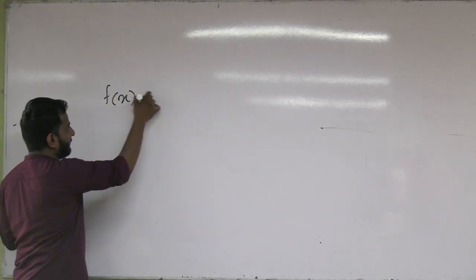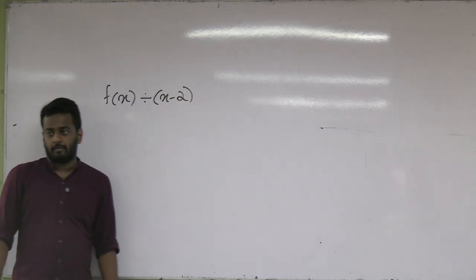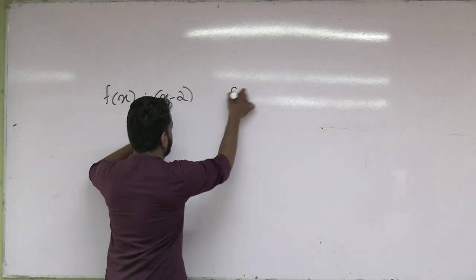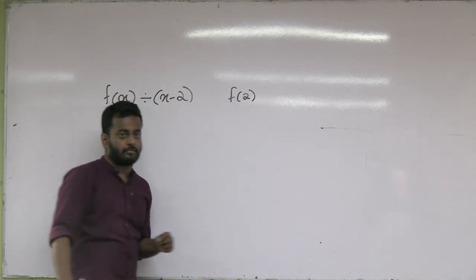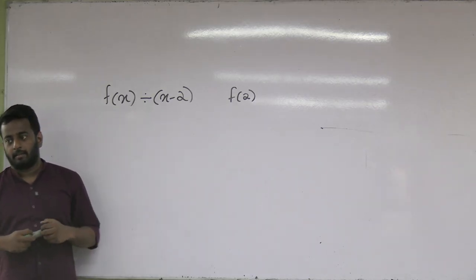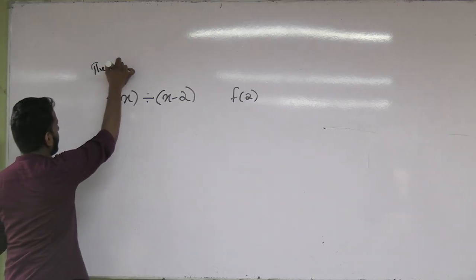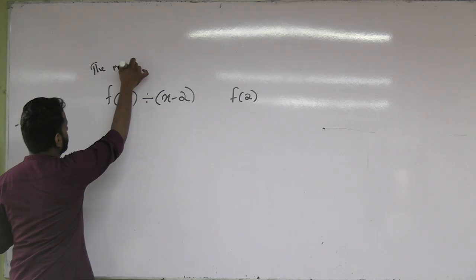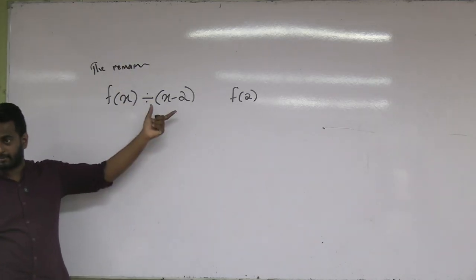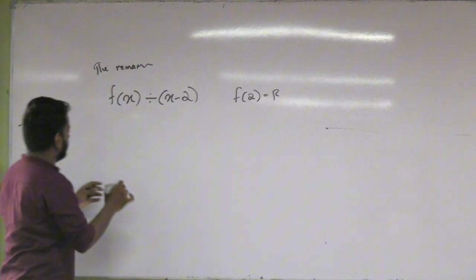So the ones who were present last week. When we divided f(x) by x minus alpha, what was the remainder we got? f(alpha). When we divided f(x) by x minus alpha, we obtained a remainder called f(alpha). What is this theorem called? The remainder theorem. So there what we said was when you divide a function f(x) by x minus alpha, the remainder is f(alpha).